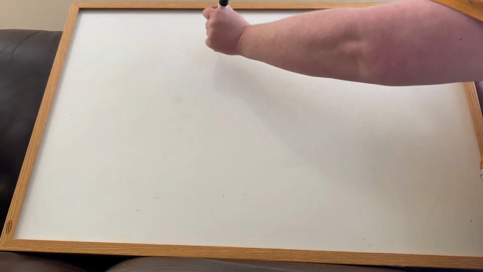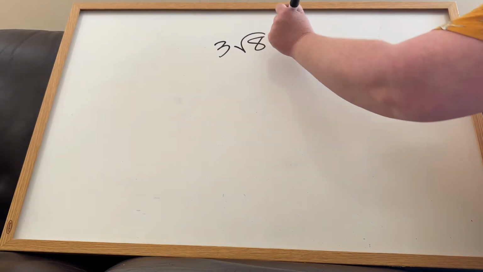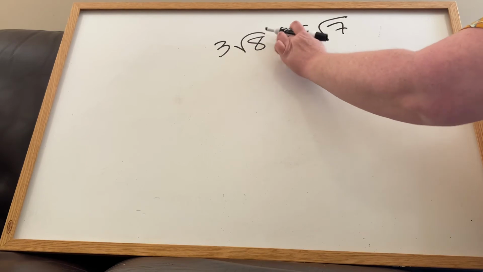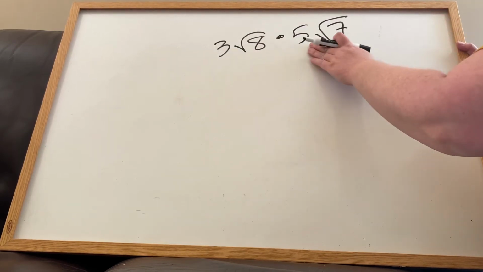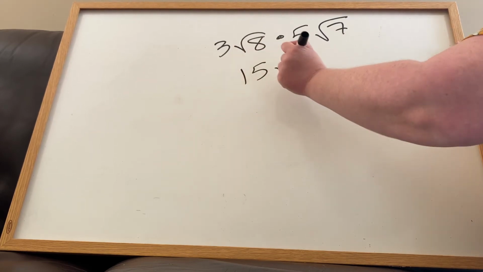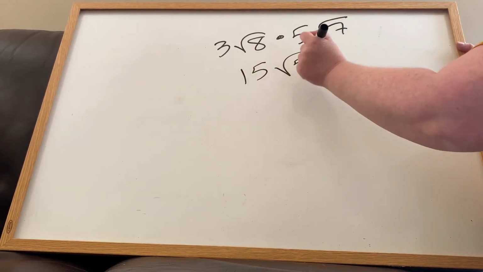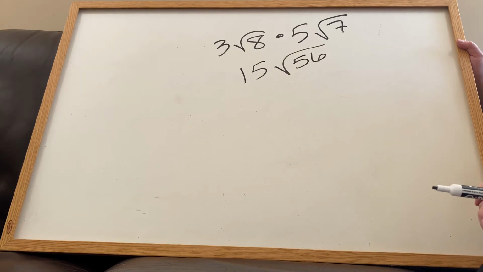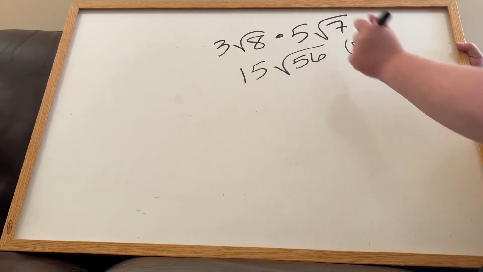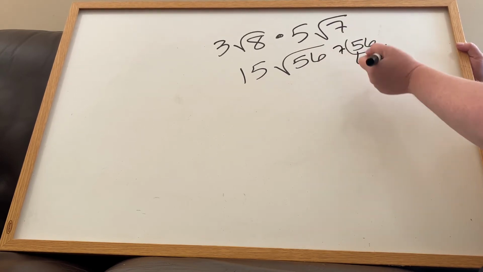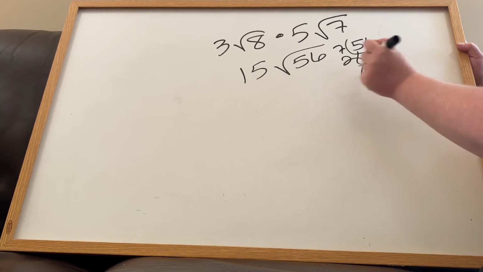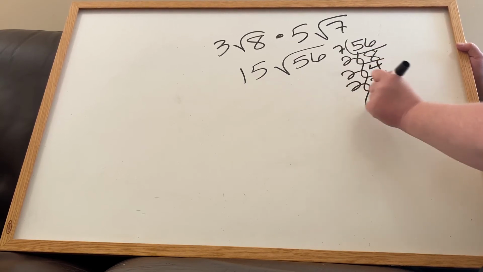Next one, you got 3 square root 8 times 5 square root 7. So same thing, you want to do 3 times 5, which is going to be 15 square root 8 times 7, which is going to be 56. And then you break 56. So 56 divides by 7, which is prime and biggish, so it'll shrink it faster. So then you have 8, 2, 4, 2, 2, 2, 1.